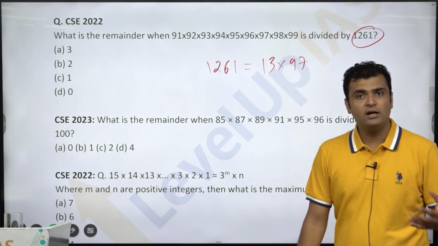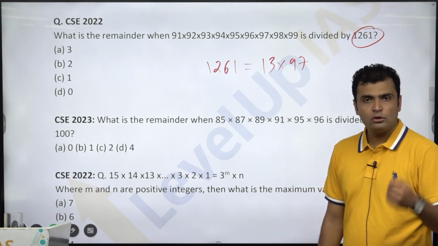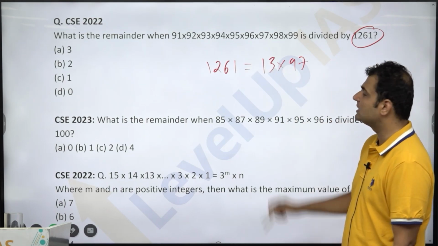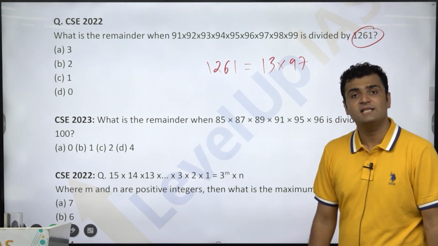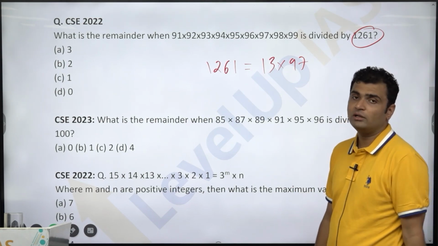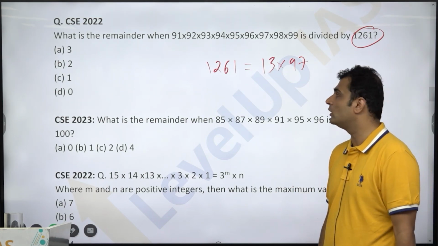You have to do trial and error. You have to divide it by 2, 3, 5, 7, 11 and then you reach 13, and you will see that this number is nothing but 13 into 97. And to do this, I think you should remember the table of 13, otherwise dividing will become difficult.